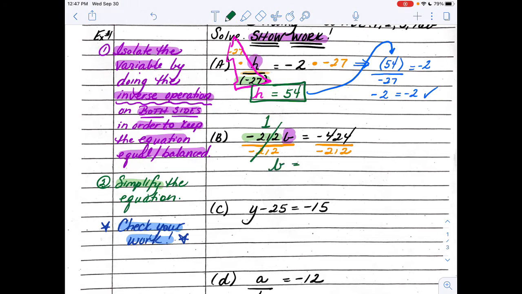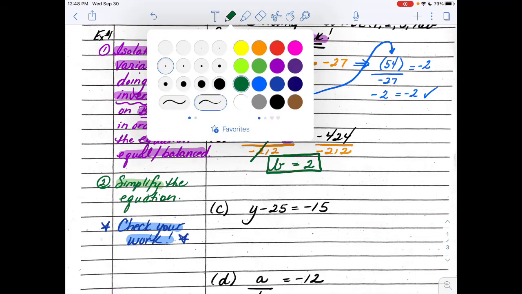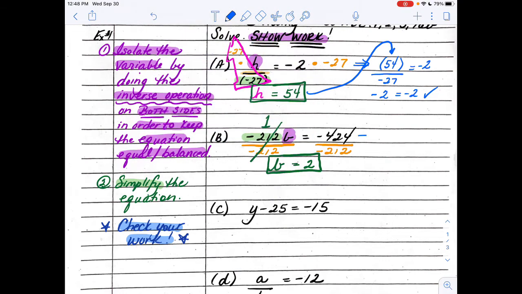B. What's a negative divided by a negative? That's a positive. And 212 times what gives me that 424? 424 divided by 212 is a positive 2. Now let's go ahead and check my work to see if that really is a true statement.